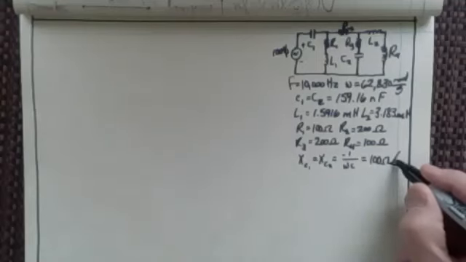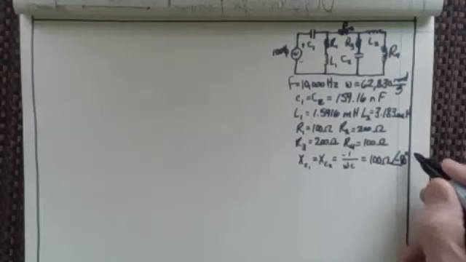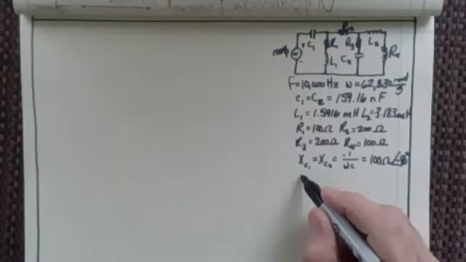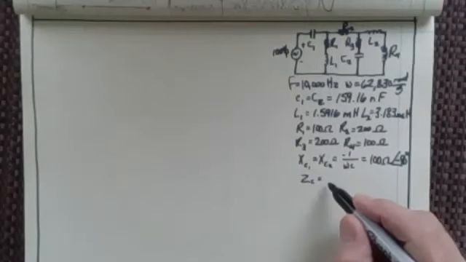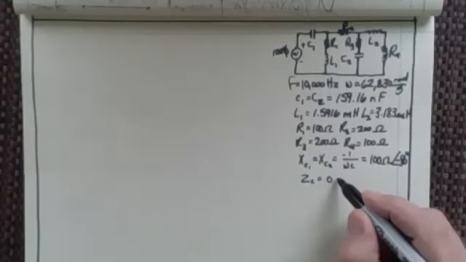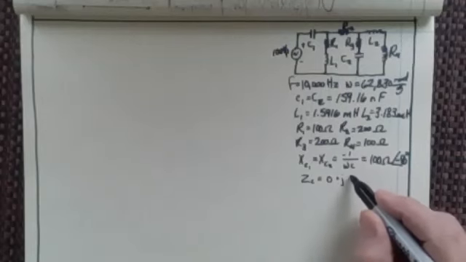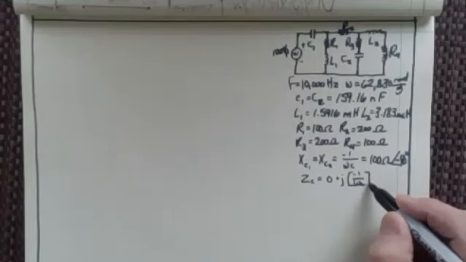And what would be the angle? -90 degrees, because it's going down on the complex plane. There's a minus there, so it's -J. Let's not forget what the impedance of a capacitor is. It's 0 plus J, and then -1 over omega C.